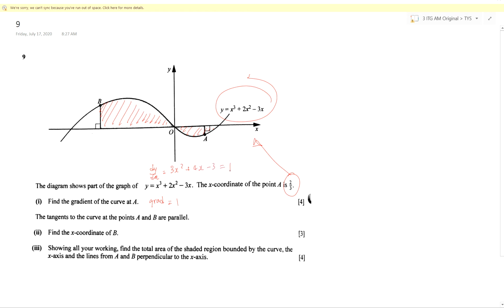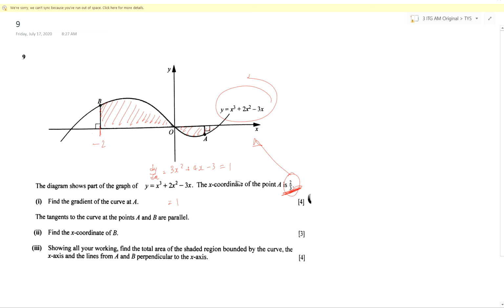We set this to be equal to 1. And here we have a quadratic equation which could possibly give us two values of x. Okay, so by solving that, we have 3x squared plus 4x minus 4 equals 0. Do your factorizing, and we end up with x has a value of 2/3, which is given in the question, no surprise, and the other answer that appears is x equals -2. So B has an x coordinate of -2.